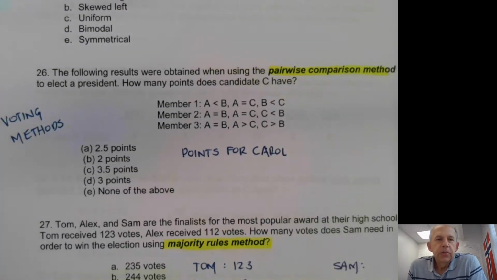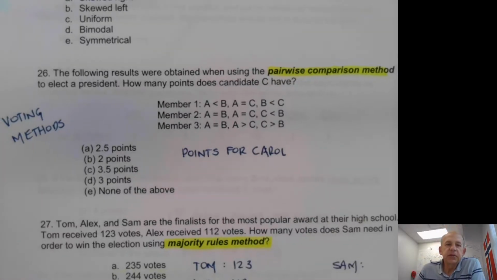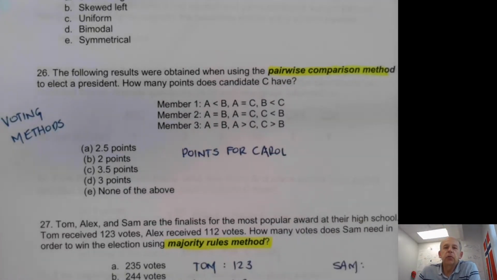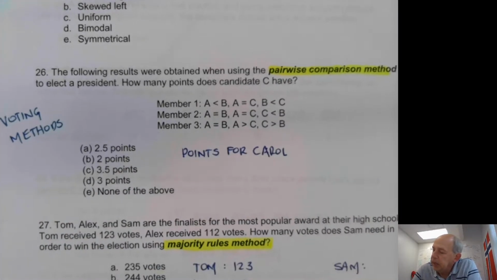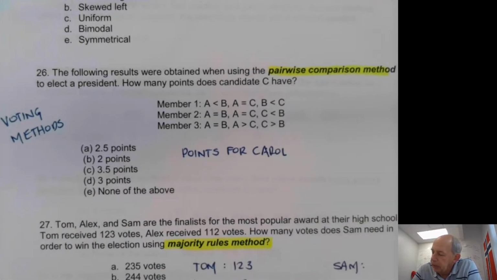So what we're going to do in the last part of the review of these practice problems for test 3 are the problems that have to do with the voting methods. So here is problem 26. With working through a pairwise comparison problem, we want to see how many points Carol has when she's compared with candidate A, Andy, and candidate B, Bob.